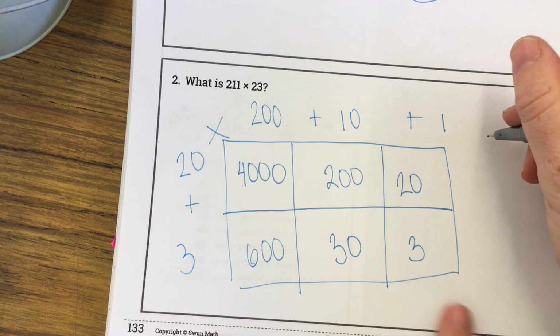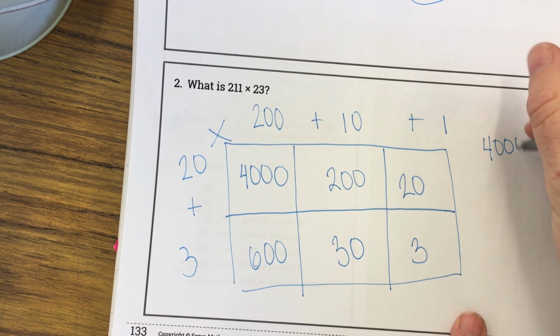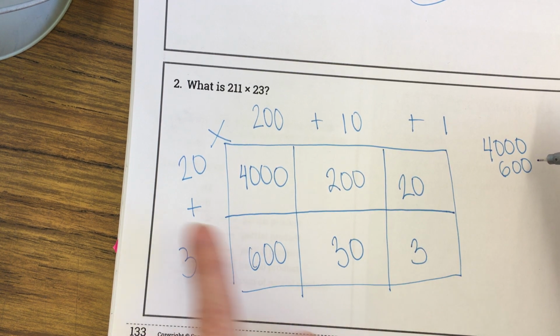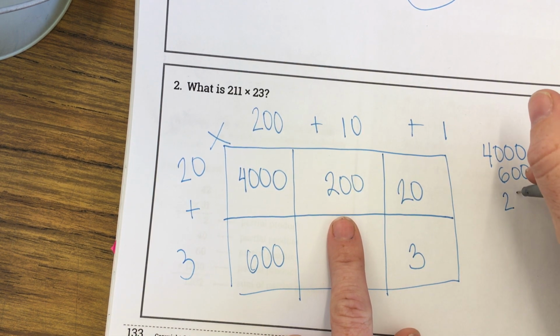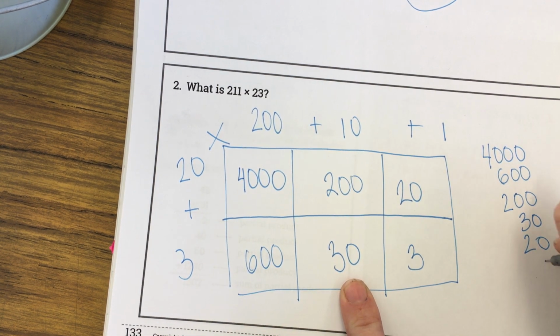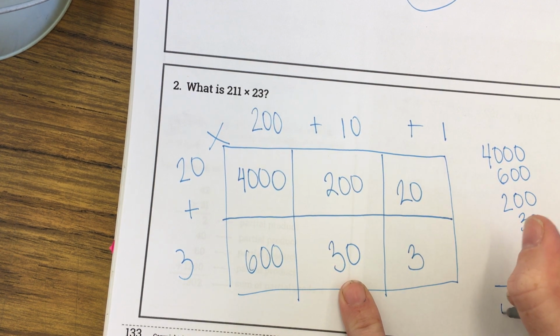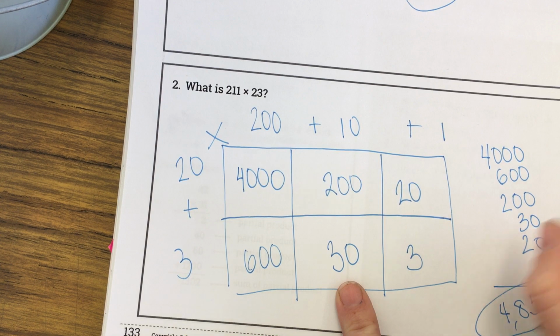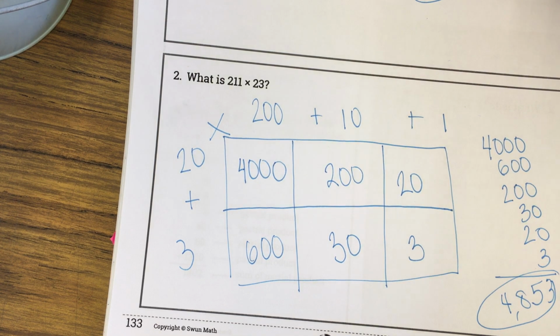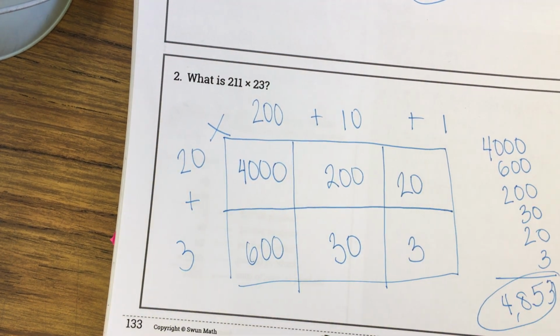So I have to do my last step, which is add them all. So I have 4,000 plus 600 plus 200 plus 30 plus 20 and 3. So I add my ones place, which is just 3, 5, 8, and 4. So my answer is 4,853. So those are the 2 problems on page 133, excuse me.